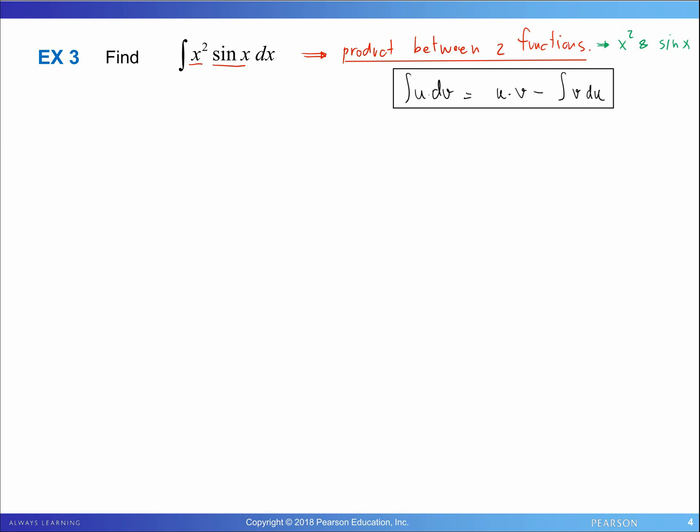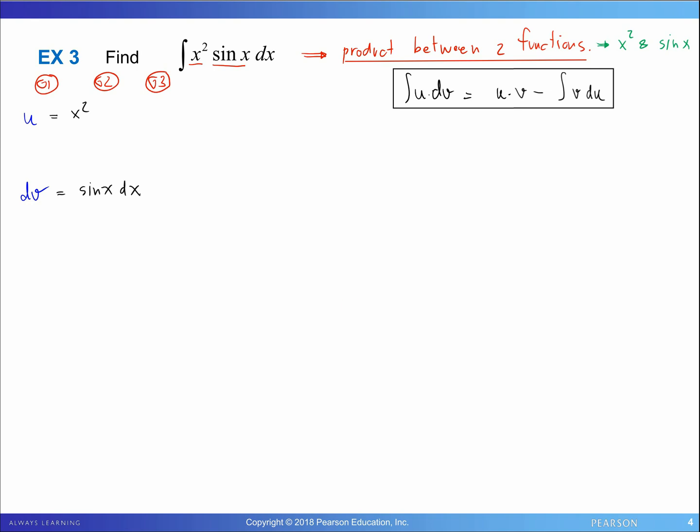Just like before, we need to check 3 guidelines. G1, u can be differentiated. G2, dv can be integrated. G3, du is simpler than u. And now we need to choose a function to be u and the other to be dv. Let's try this one first. The first function x squared for u and the second function sine x dx for dv.